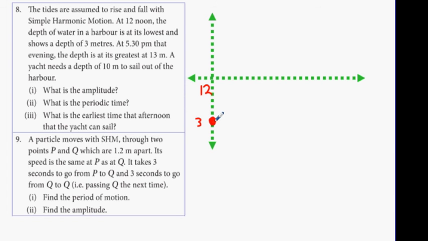So what happens next is at 5:30, which is 3.5 hours later, it shows its greatest depth of 13. So it goes on its way up, and now it's at 13. And what's the in-between point, guys? What's exactly halfway between 3 and 13? 8. So you have 8 in between.